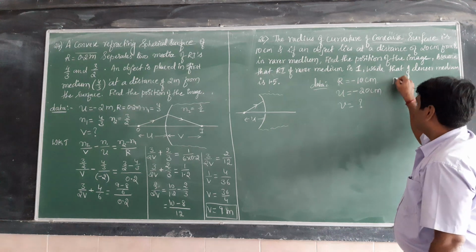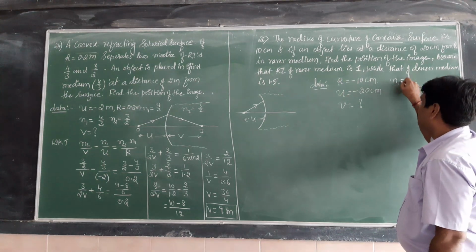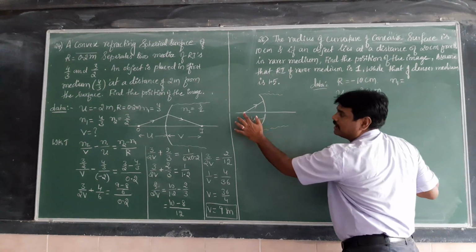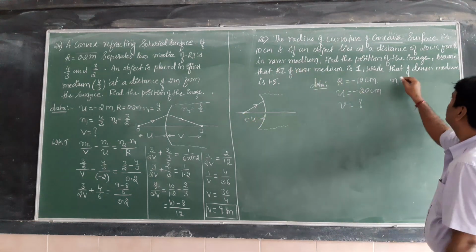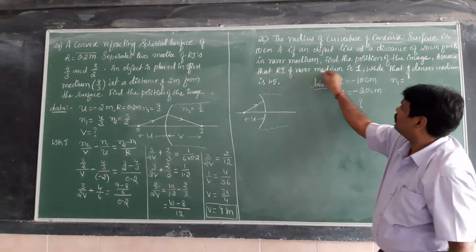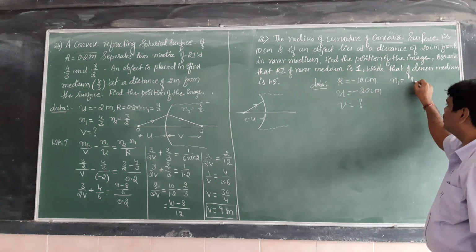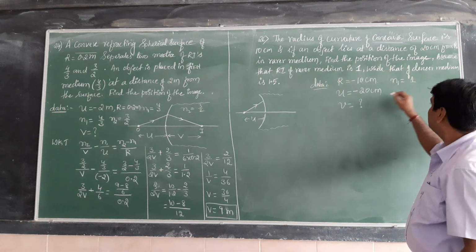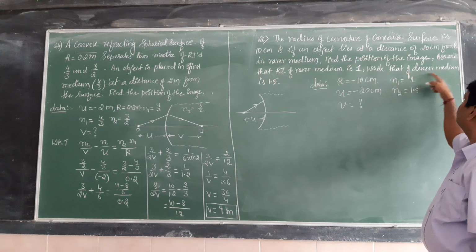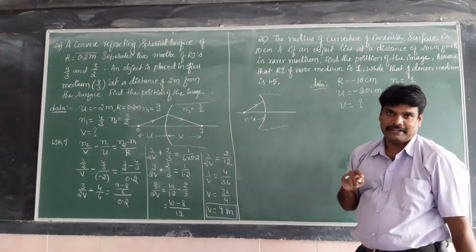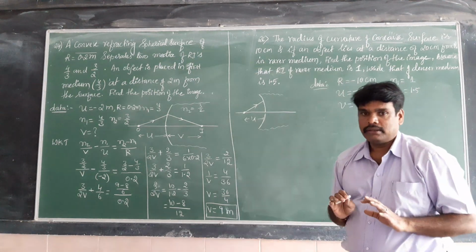And n1 and n2 are given. n1 is the medium where the object is placed. So what is the value of n1 in rarer medium? Assuming that the refractive index of rarer media is 1, n1 is rarer media. n1 is 1 and n2 is equal to 1.5, that of denser media. So this is very important.